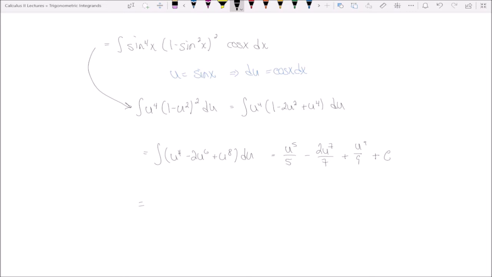And now replace u, and we get sine to the fifth x over 5 minus 2 sine to the seventh x over 7 plus sine to the ninth x over 9, all plus our constant of integration.